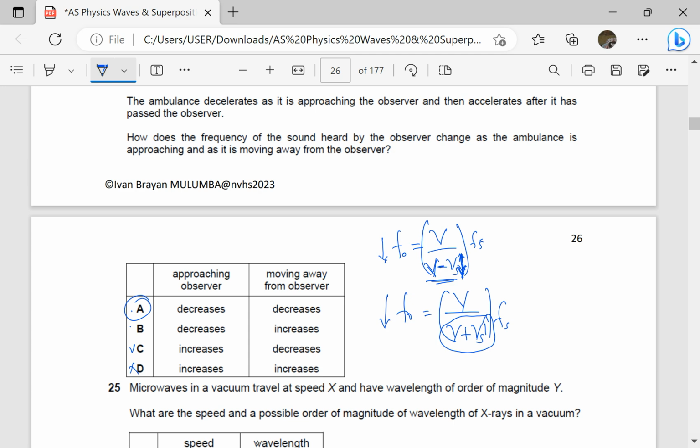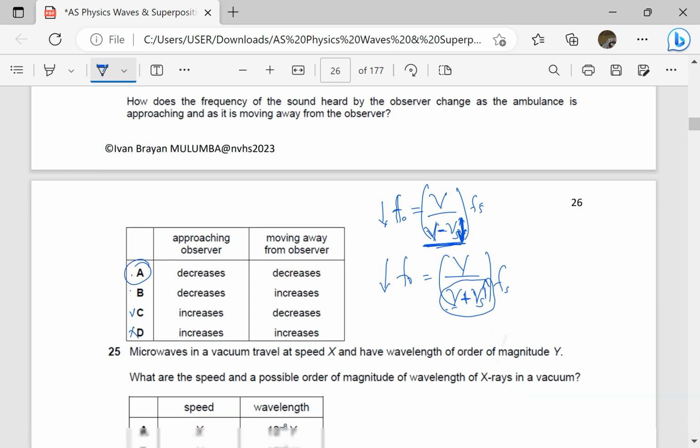We have seen how it decreases in both cases. In the first case, it is decelerating, so the speed Vs is becoming smaller, which means this difference here is going to become bigger as Vs becomes smaller, which means the observed frequency decreases. In the second case, it is plus because it is moving away, but it is accelerating, meaning Vs is increasing. The sum is also going to be bigger, which reduces this fraction, so F naught becomes smaller. So decreases, decreases.